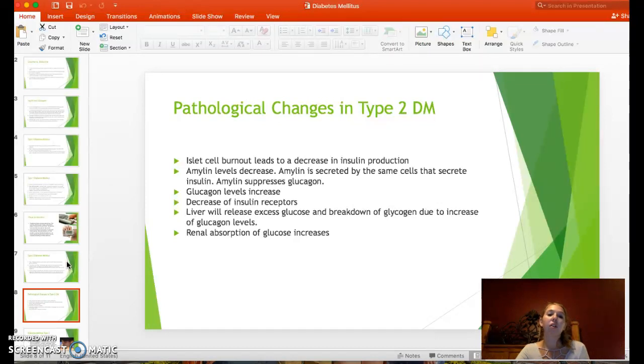Your liver will release excess glucose and have more breakdown of glycogen due to the increase of glucagon levels. The glucagon goes to the liver and says, we need more glucose, so your liver thinks it needs to release excess glucose or break down the glycogen, which is stored glucose. And then you're also going to have an increase of renal absorption of glucose, and that's why you're going to be having increased urination.